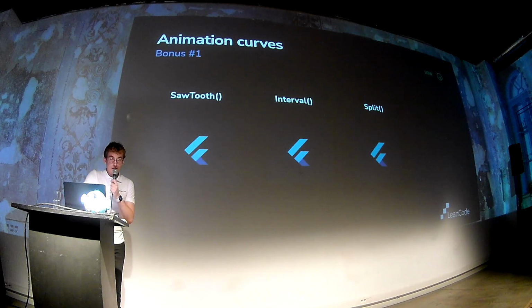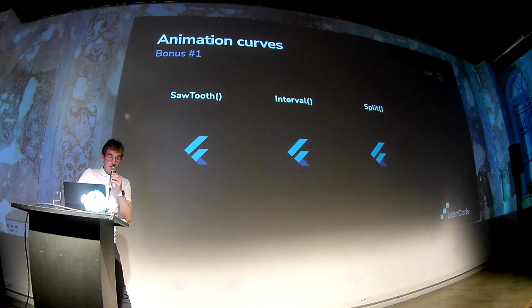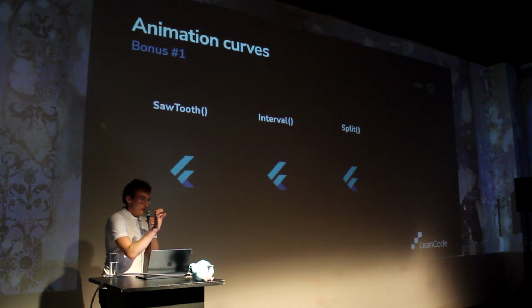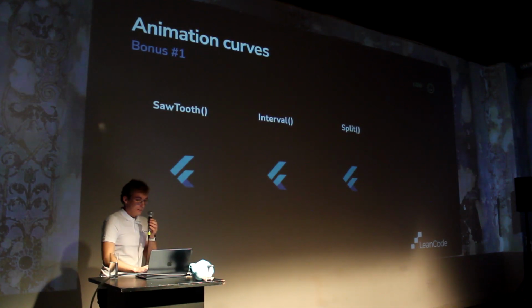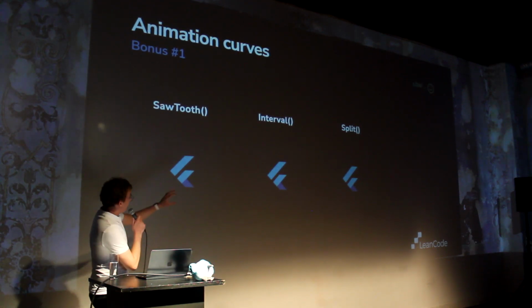Here is a comparison. I will just play it in a second. So Sawtooth animates like this: you pass a parameter here, and it repeats the same curve that number of times. Interval allows you to specify begin and end, so it will delay and end the animation faster. And Split is my favorite. It actually allows you to combine two animations.